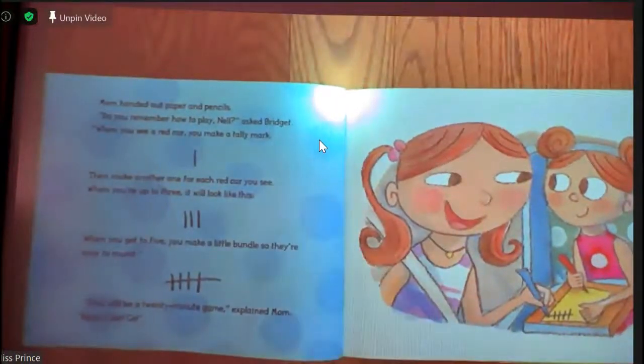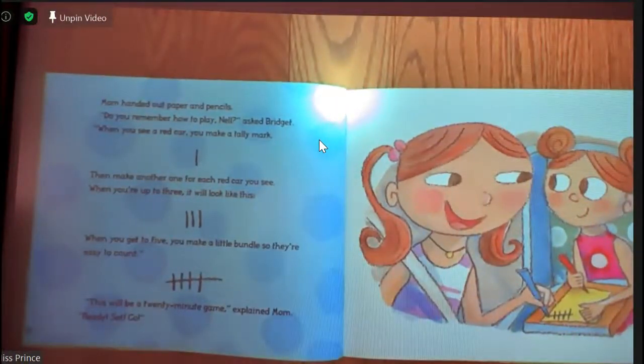Oh, look at this tally mark. Mom handed out paper and pencils. Do you remember how to play now? Asked Bridget. When you see a red card, you make a tally mark. Then make one for each red card you see. When you're up to 3, it will look like this. When you get to 5, you make a little bundle, so they're easy to count. That's what we said. This will be a 25-minute game, explained Mom. Ready, set, go.